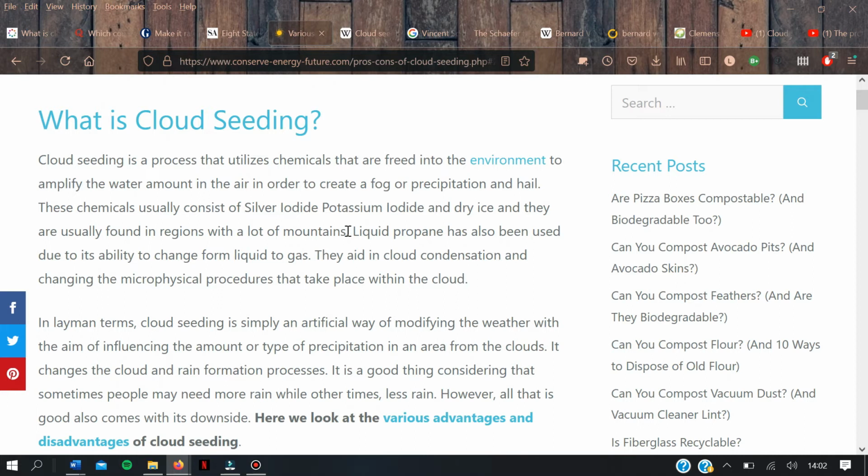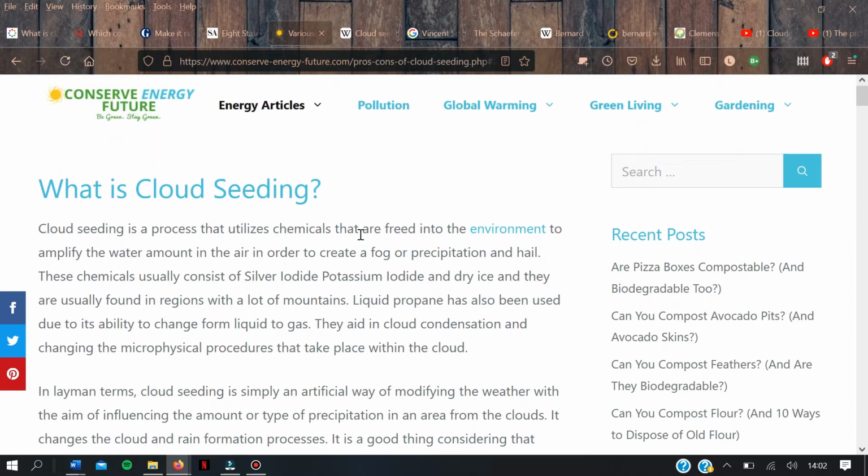In layman's terms, cloud seeding is simply an artificial way of modifying the weather with the aim of influencing the amount or type of precipitation in an area from the clouds. It changes the cloud and rain formation process. It is a good thing considering that sometimes people may need more rain while other times less rain. However, all that is good also comes with its downsides here.